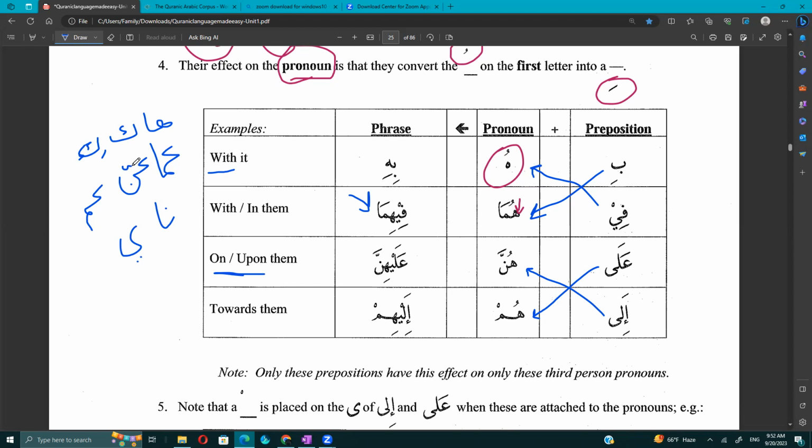Okay, so these four prepositions, ila, ala, bi, and fi, have effect on only these four pronouns: who, huma, hum, and hunna, and not on these pronouns. These pronouns will not get affected. Okay, you have to remember. So ila, ala, bi, and fi have effect on what are the four pronouns? Who, huma, hum, and hunna, but not on the rest of the pronouns like ha, ki.